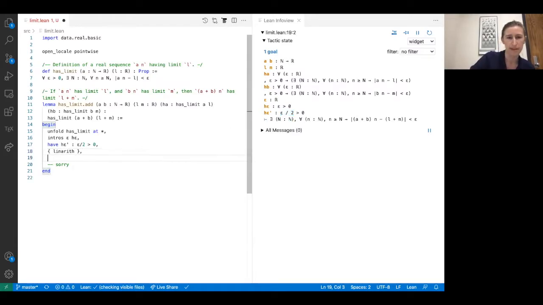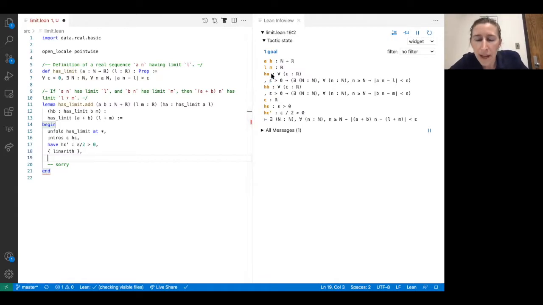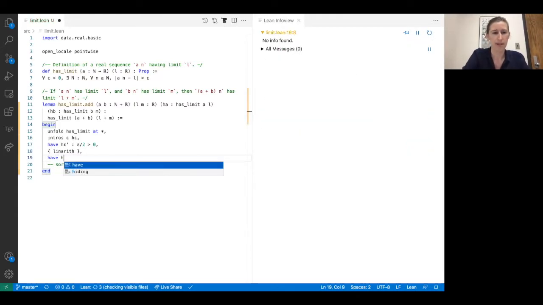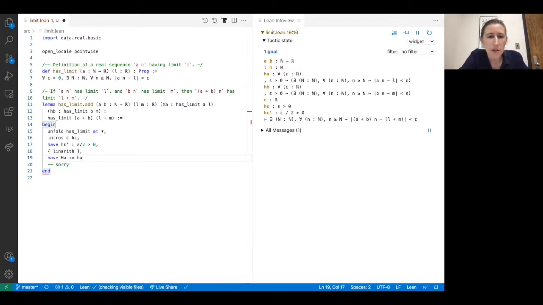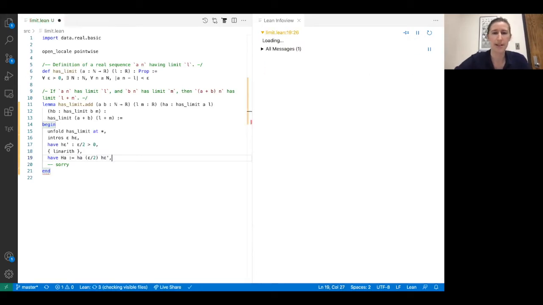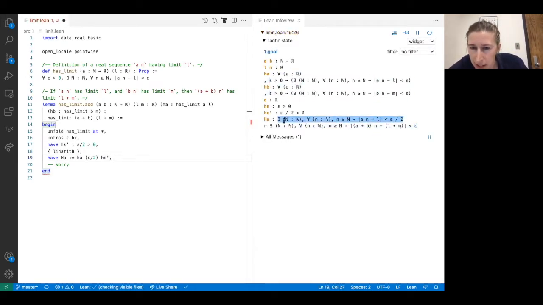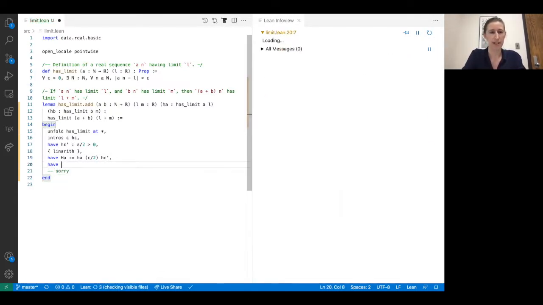Next, I want to apply this fact to my HA. So I'm going to make a new fact, capital HA, let's call it, which is the result of applying HA to my epsilon over 2, this h epsilon that I just established. And now you'll see that I have a new hypothesis, which has been added to the goal state because I obtained it by a valid deduction, namely specializing the previous hypothesis that there exists a capital N such that every little n past that satisfies the epsilon over 2 desired. And I can do the same thing for the other sequence.